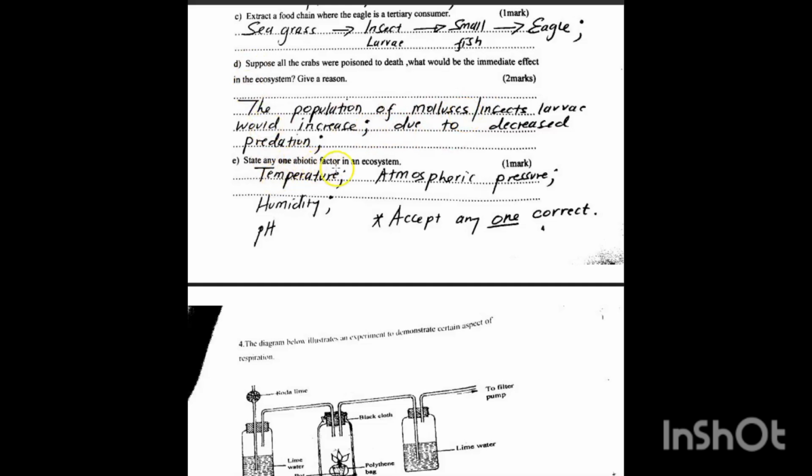State any of the abiotic factors in an ecosystem. Abiotic factors are non-living factors that affect an ecosystem. For example, temperature, humidity, pH, atmospheric pressure, etc.